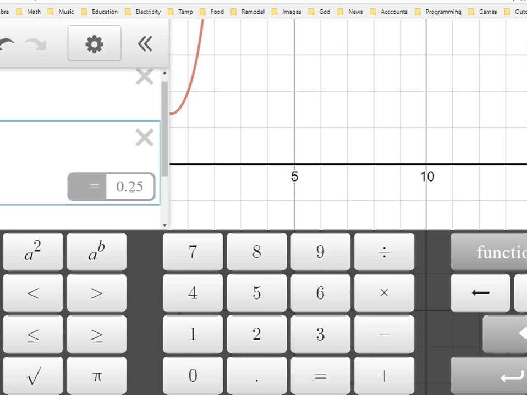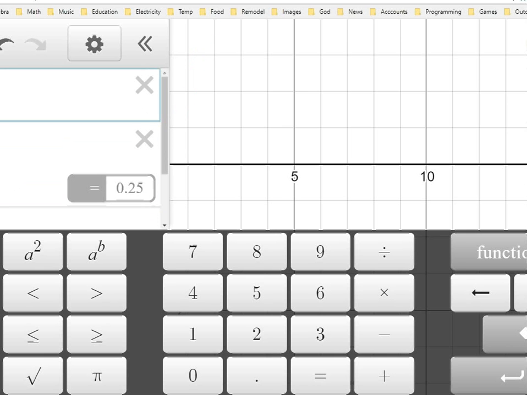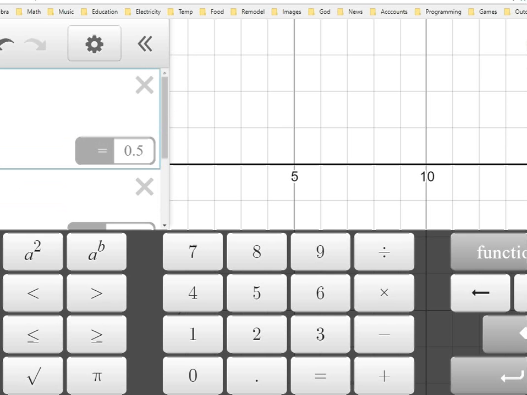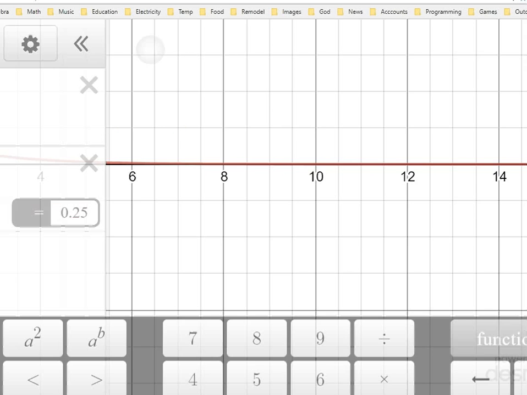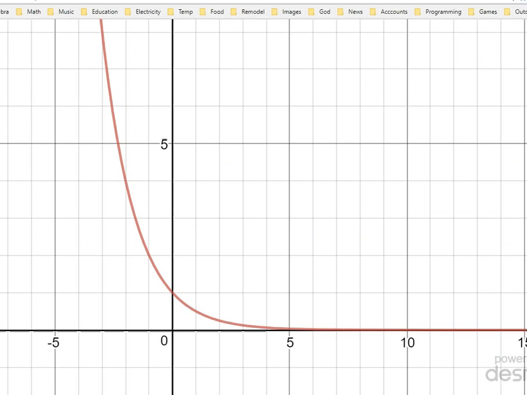Yeah, let me pull up an example of that actually. We can take a look at that. Let's change this to 1/2 to the x power. Okay? So you can see it does the opposite. That's for any fraction that's a base.